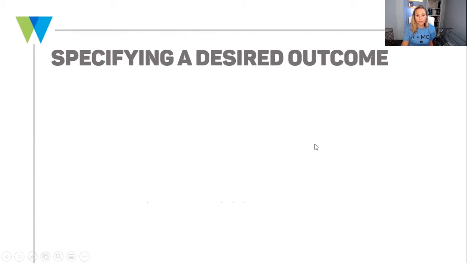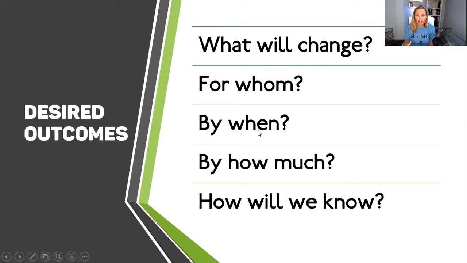I'm going to now go through some examples of how to specify a desired outcome, what this actually looks like. When we're talking about desired outcomes, there are 5 specific questions that you want to answer. What will change? What is the very specific change in knowledge, skills, or behaviors that you want to see? For whom? Who's going to make that change? When would you like to see that change achieved by? How much change will you see? And how will we know that change occurred? Those are the 5 questions that I'm going to walk through in this example to help you understand what a desired outcome looks like.